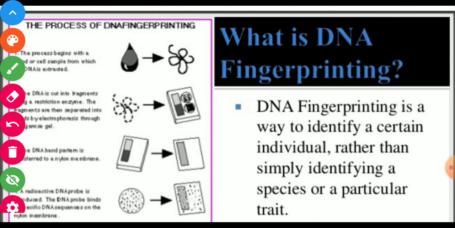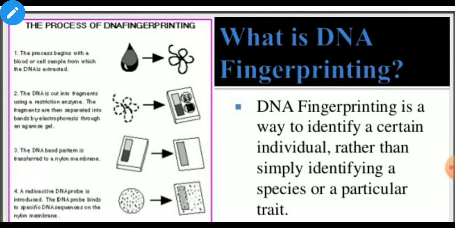DNA fingerprinting is a way to identify a certain individual rather than simply identifying a species or a particular trait. So this is a method in which we identify a certain individual, because the DNA pattern, the DNA sequence of every individual is different. So we can identify the person by doing DNA fingerprinting. The process you will see here, how DNA fingerprinting is done.